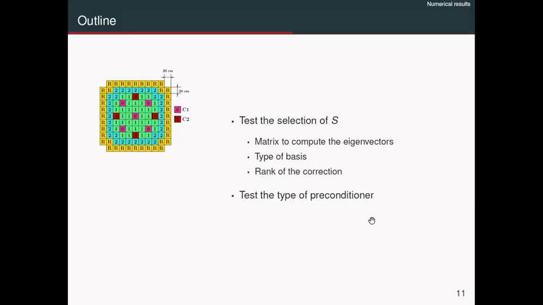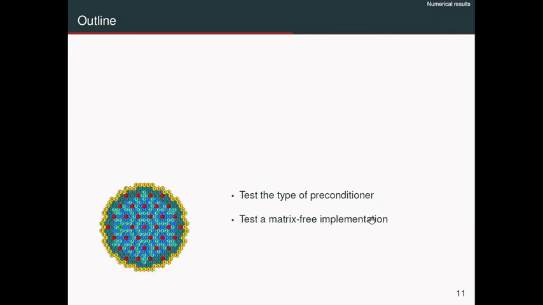Now we are going to test the methodology in some nuclear benchmarks. First, we use a small reactor to test the selection of S. In particular, we test the matrix to compute the eigenvector, the type of basis, and the rank of the correction, and then we compare the different types of updated preconditioner. Then we use a large benchmark problem to test the type of preconditioner, but also to test a matrix-free implementation of this preconditioner.